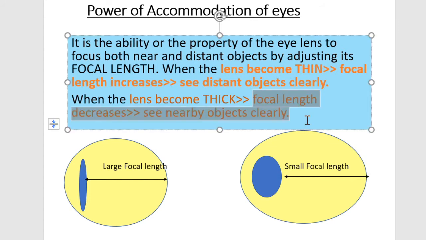So we studied that. So what is happening? The eye is able to contract and expand.